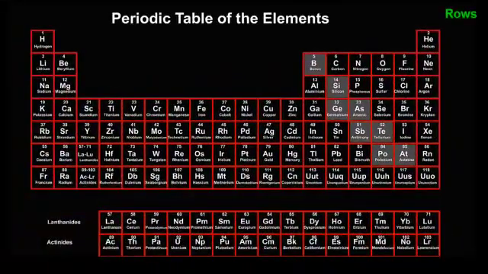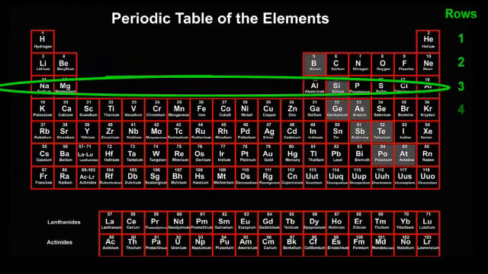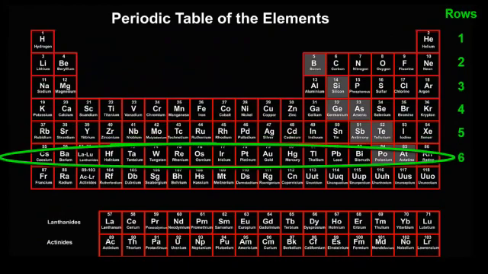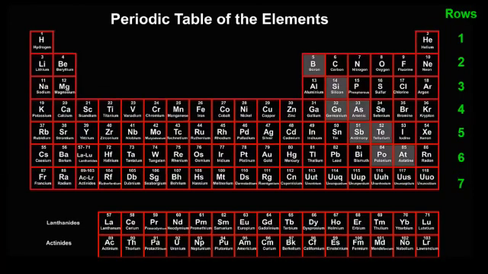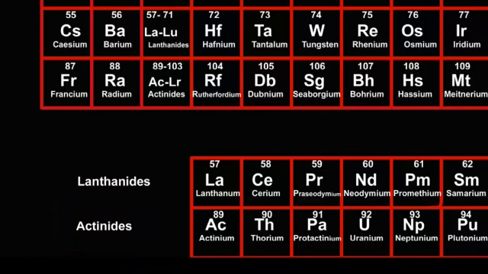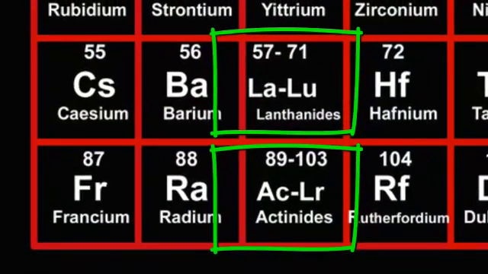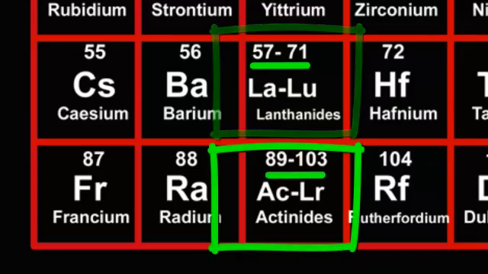How many rows are there? 1, 2, 3, 4, 5, 6, 7. The periodic table has 7 horizontal rows. What about these rows down below, called the lanthanides and actinides? Well, they really belong to rows 6 and 7 and should slot into these spaces. The lanthanides are elements 57 to 71 and the actinides are elements 89 to 103.